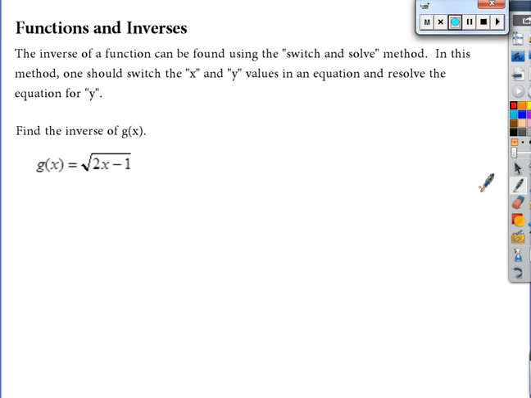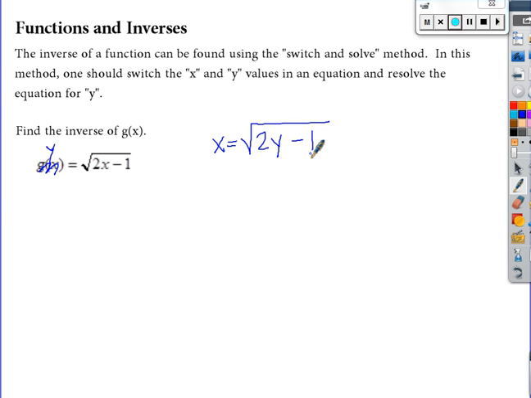the equation for y. So the example problem we have here is find the inverse of g of x. g of x is defined as the square root of 2x minus 1. So if I were to switch my x and y values, I would have x equals the square root of 2y minus 1. And then I want to start to solve.